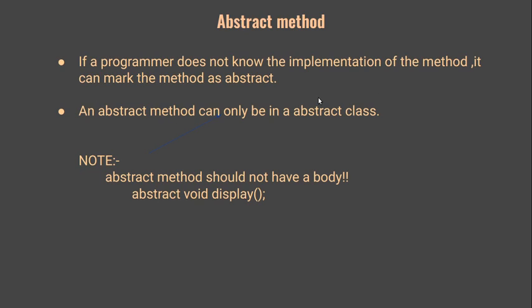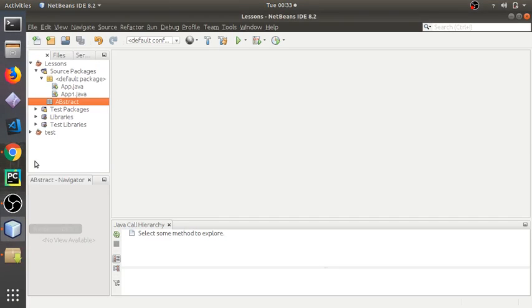Also, there is one point to be noted: an abstract method should not have a body. Since I don't know the implementation, I am passing it as a template, so it should not have the method definition, otherwise there is no point. So this is the syntax of an abstract method inside an abstract class: abstract void display semicolon. Now coming to a proper example.